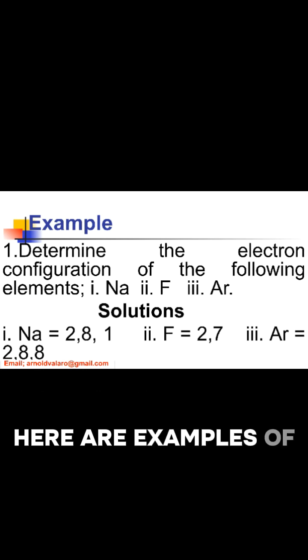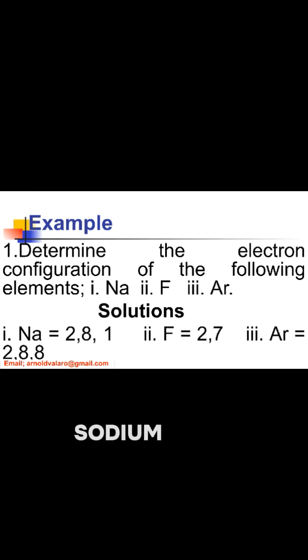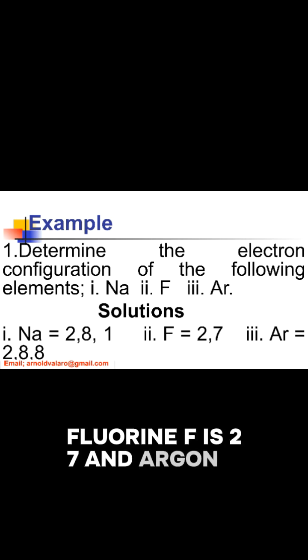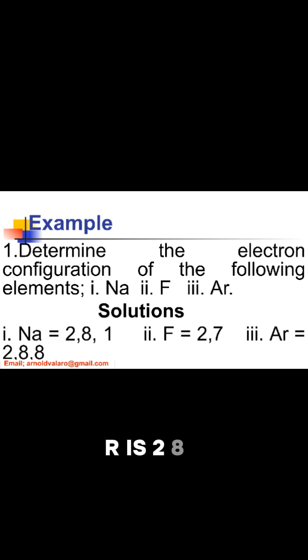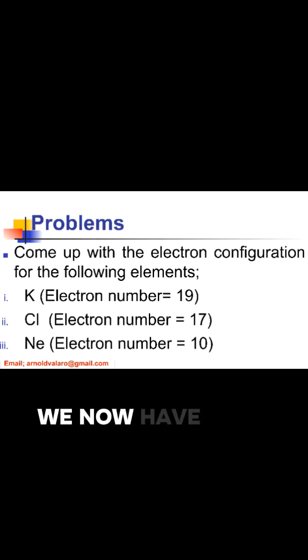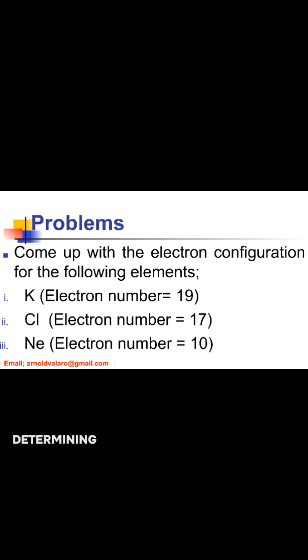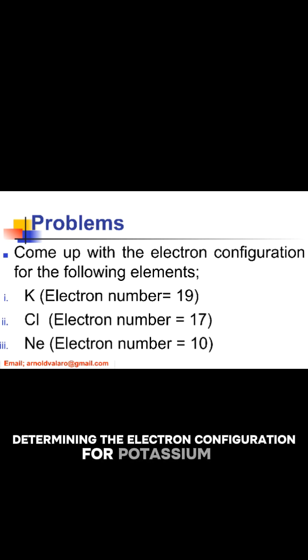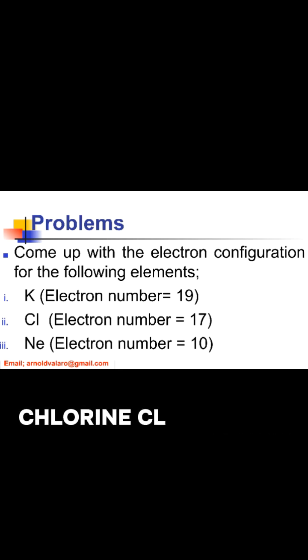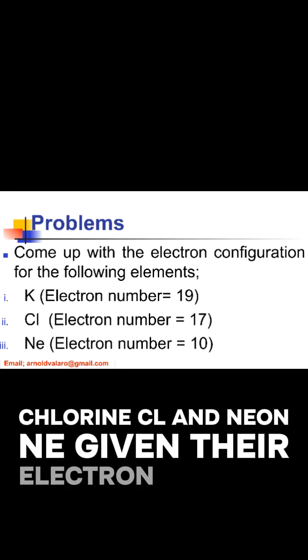Here are examples of electron configuration. Sodium Na is 2, 8, 1. Fluorine F is 2, 7, and argon Ar is 2, 8, 8. We now have some problems for you to consider, determining the electron configuration for potassium K, chlorine Cl, and neon Ne, given their electron numbers.